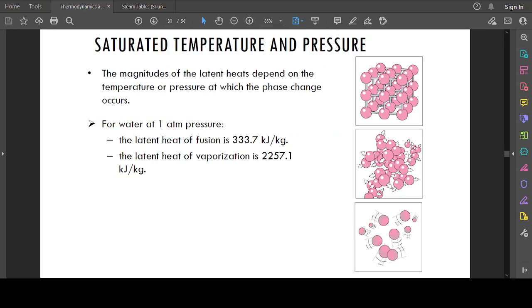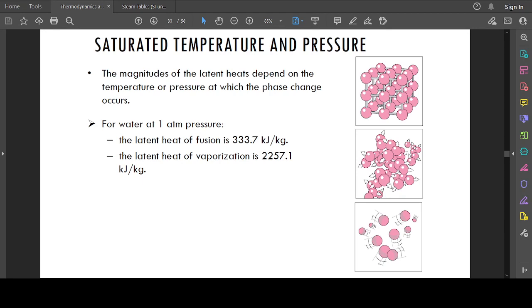The magnitudes of latent heat depend on the temperature or pressure at which the phase change occurs. This is simply trying to say that for us to determine what will happen, we need to make sure that the temperature or the pressure at which the phase change happens determines the magnitude of this particular latent heat.